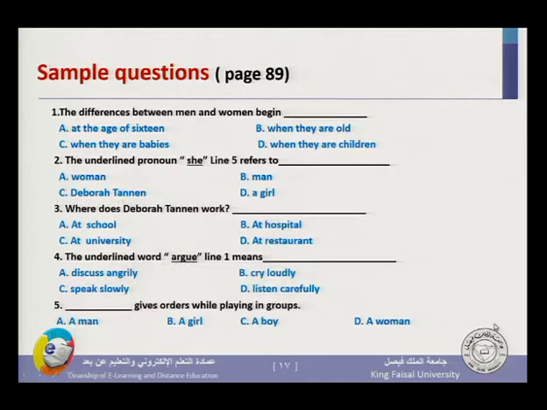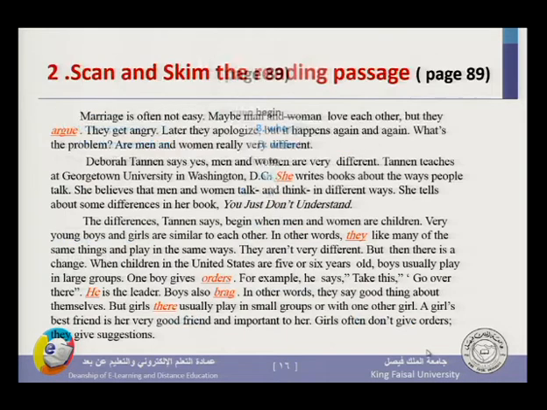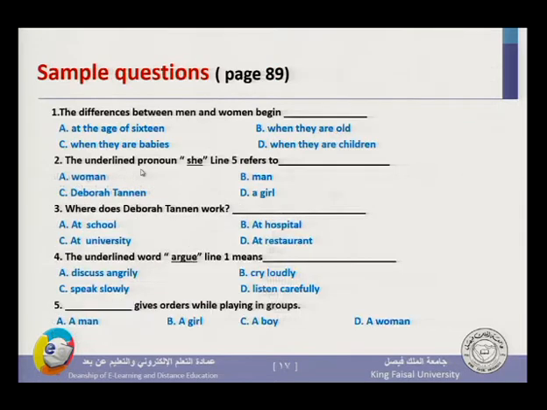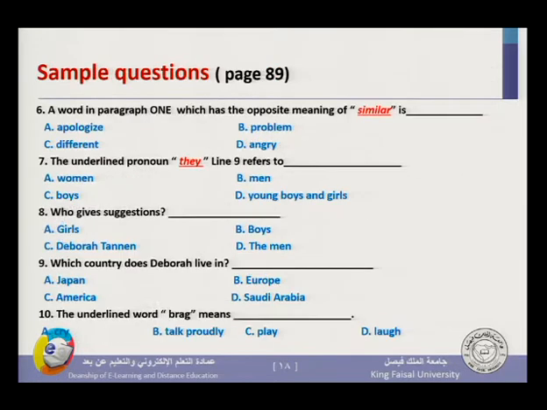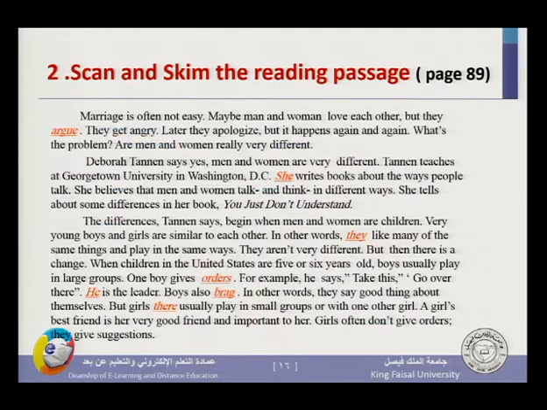These are the questions here. The difference between man and woman began, and then you should find the correct answer. She refers to line 5. Where's line 5? Here. She refers to what? Yes, the writer here. Good. And they in line 9. Let's see, they in line 9.